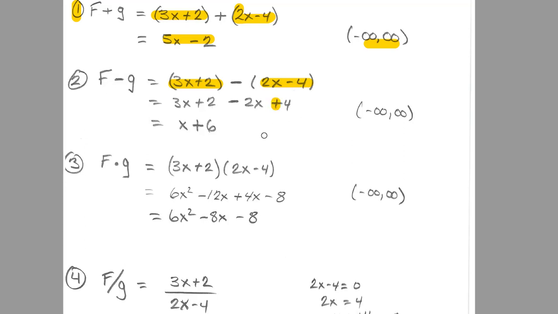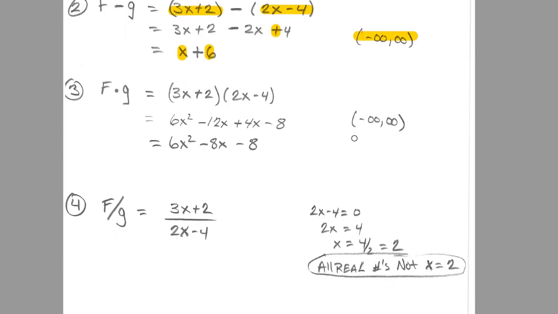Then I simplify. 3x minus 2x is just x. 2 plus 4 is 6. So f minus g is x plus 6. And once again, the domain of x plus 6 is all real numbers, negative infinity to positive infinity.